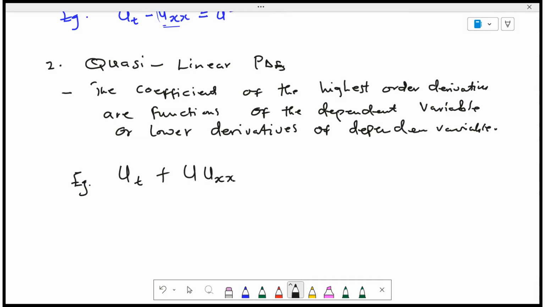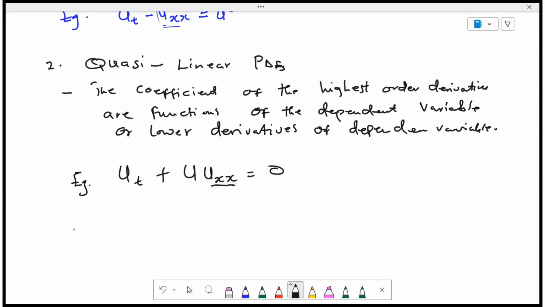u uxx equal to 0, in this case here, we can see that the highest derivative is this one. Now, the coefficient of the highest derivative is the unknown or the dependent variable. And so, in that case, we can classify this one as a quasi-linear PDE. All right, so that is that.